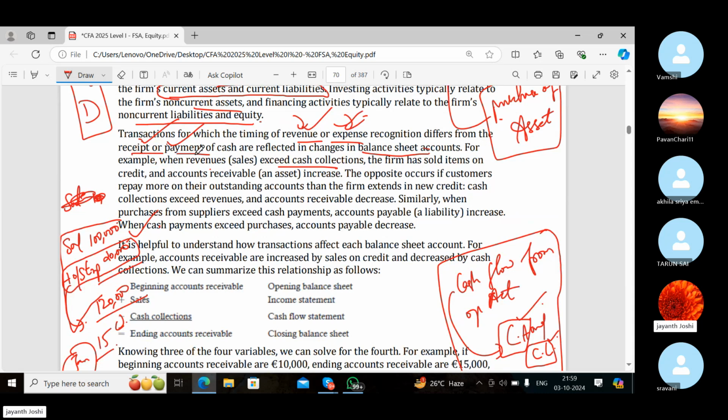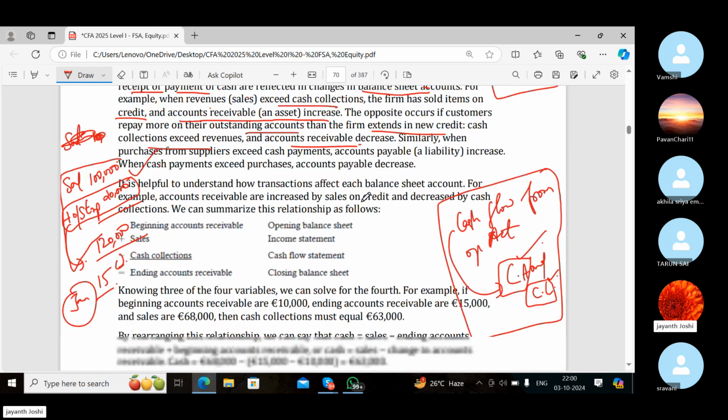So for example, if revenues or sales exceed cash collections, the firm has sold items on credit, as I told you right now, and accounts receivable increase. Whenever you sell goods on credit basis, your receivables will increase. The opposite occurs if customers repay more on their outstanding accounts than the firm extends in new credit. Cash collections are more than revenues and accounts receivable decrease. So when you get collection, that's what happens, right?